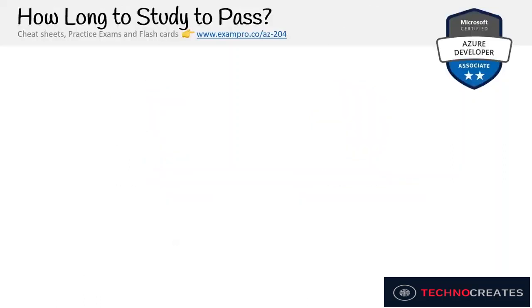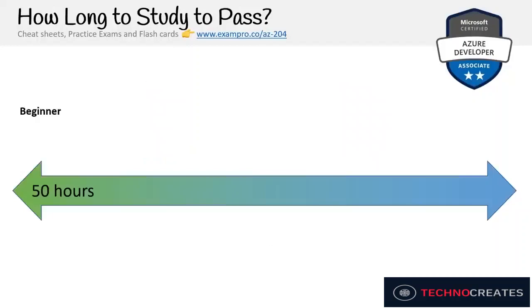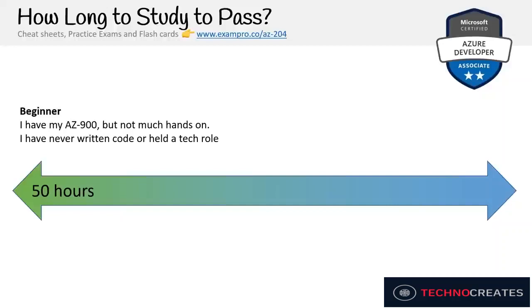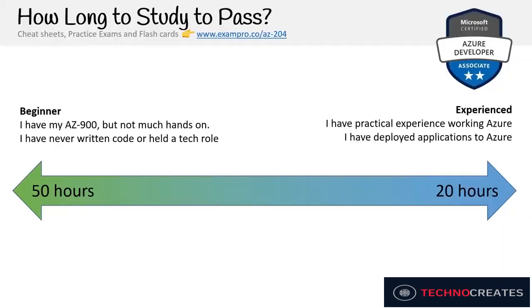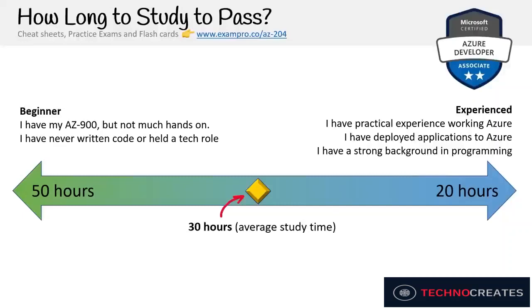How long does it take to pass? Well, it depends on you, but to give you a general idea, if you're a beginner, so let's say you have the AZ-900, but not much hands-on experience, you've never written code or worked in a tech role, then you're looking at 50 hours. Even if you've taken the AZ-104, it's still going to take this long because it's a different beast than the 104. If you're experienced, so you already have practical knowledge working on Azure, you've deployed apps to Azure, you have a strong background in programming, you're looking at 20 hours. And so I like to set a goal of somewhere in between, so 30 hours average study time.